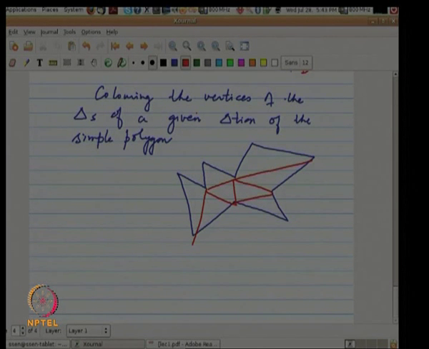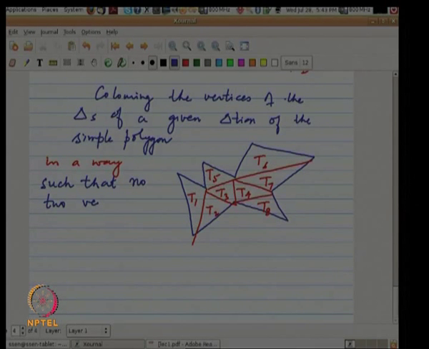We want to color the vertices of the triangles. Let us say this is triangle T1, this is T2, T3, T4, T5, T6, T7, T8. So, there are these 8 triangles, and I want to color the vertices of the triangles in such a way that no two vertices sharing an edge should have the same color. That is the usual notion of vertex coloring. So, no two endpoints of a triangle edge should have the same color.